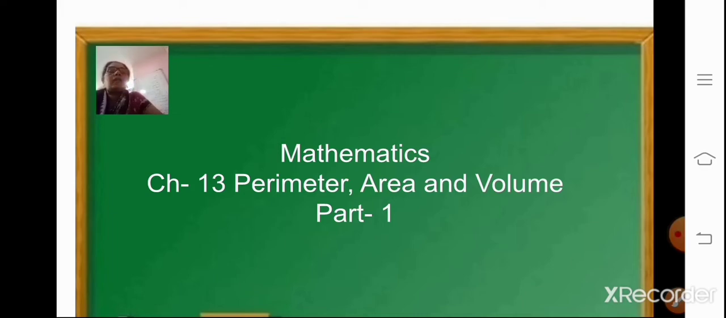And today I'll be starting with the new chapter that is perimeter, chapter 13, perimeter, area and volume. And today I'll be doing part 1 of this chapter.